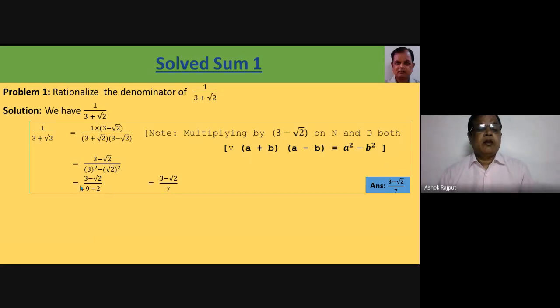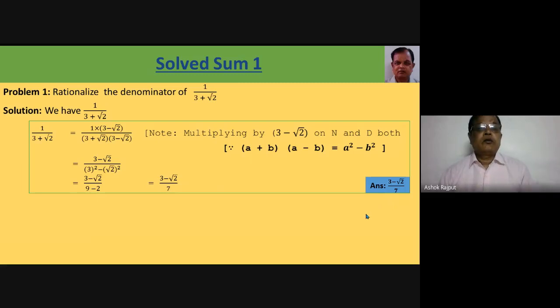In the denominator, as it is written here, the square of 3 is 9, the square of root 2 is 2. Now the difference of 9 and 2 is 7, and the numerator is 3 minus root 2. It is the answer because there is no square root sign in the denominator. So it is the rationalization of the given number. The answer is 3 minus root 2 by 7.